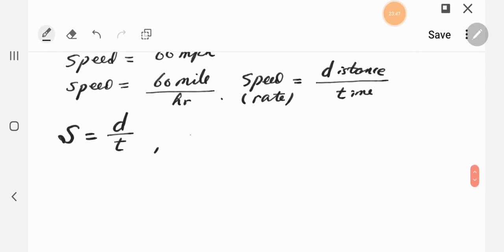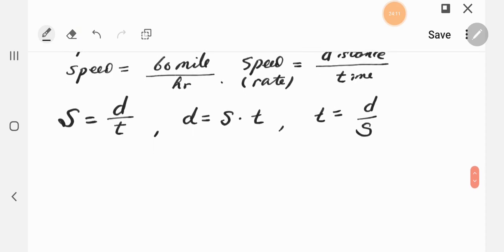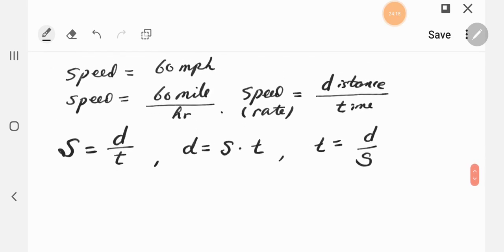And then also from this one, what's the distance? The distance is, multiply each side by t, speed times time. And how about the time? From this one, the equation for time is, divide this equation by s so that we can find t. So t is distance over s. So using this speed equation, we have 2 more equations. So there are 3 equations related to speed.